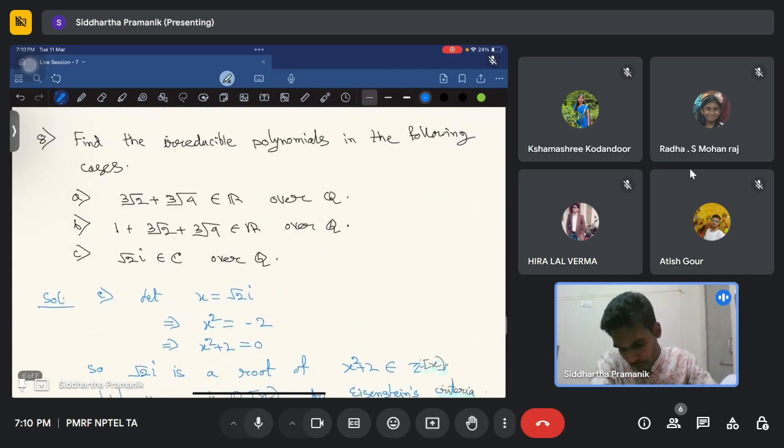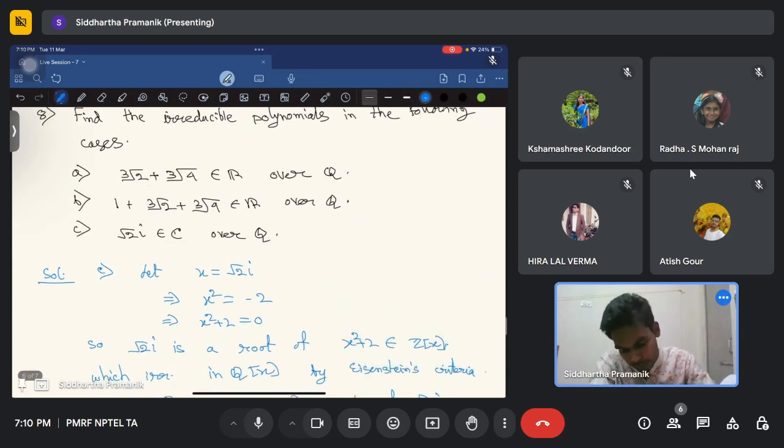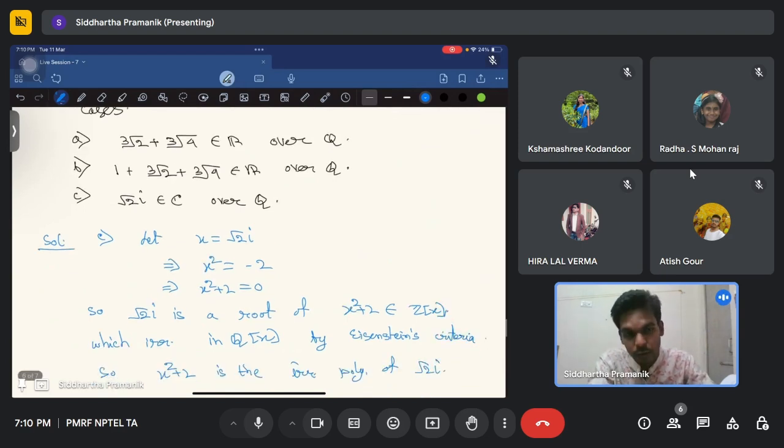So the only part left is part B. We have just attached one, we have one additional 1 in the first case. So what to do in this situation? Can you try it on your own? Just think about it for a few seconds.